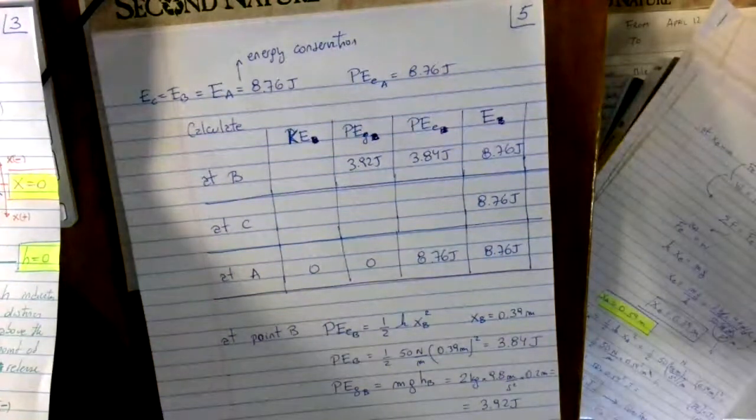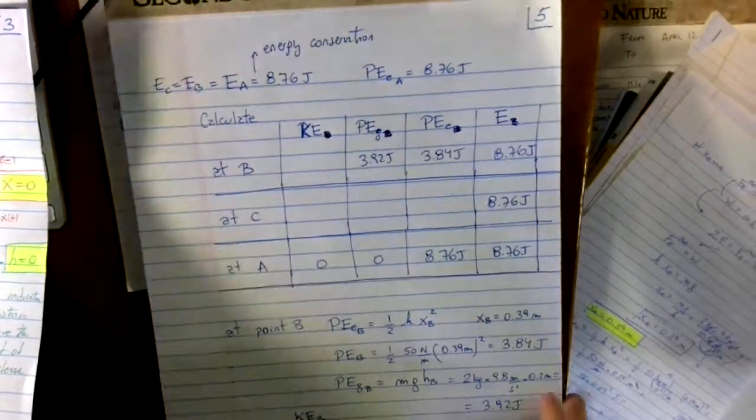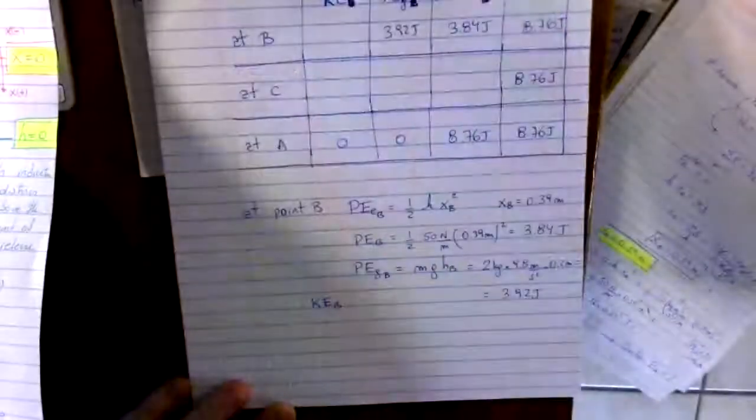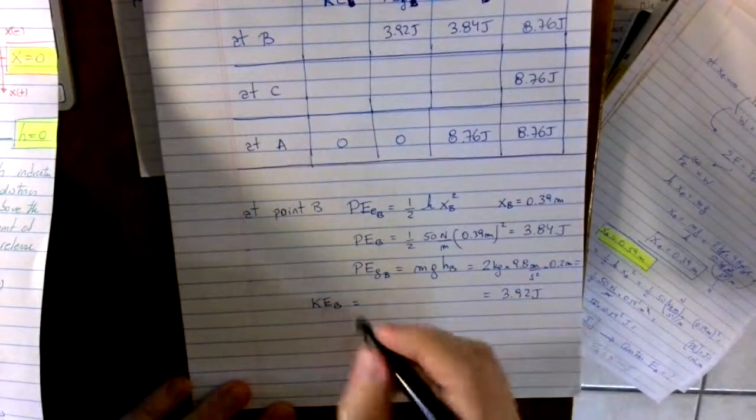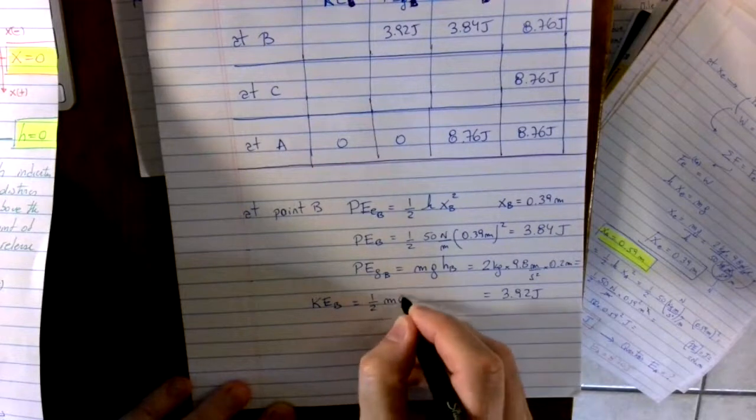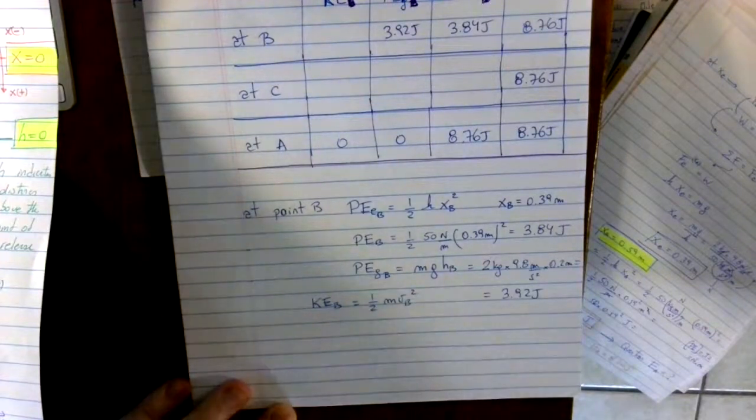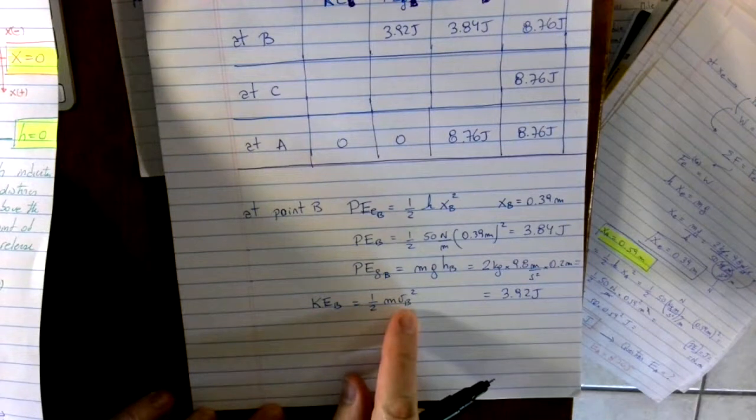Now, question. How much is the kinetic energy at the point B? Exactly. So now let's try to look at the definition. Okay, 1/2 mv squared. Do we have the velocity at the point B? Yes or no? Do we know the velocity at point B? No. Okay, we do not know this velocity. Good.